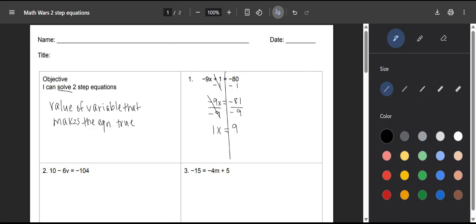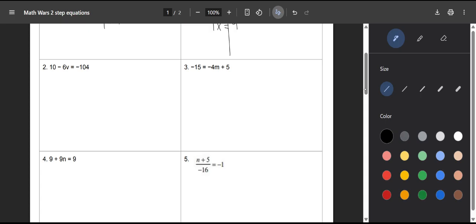If we weren't sure, could we go back to our original equation and substitute in a 9 for an x? Yes, I'm going to put a 9 here and follow order of operations. I know this is negative 81. And then when I do negative 81 plus 1, I get negative 80. And I've made a true equation because negative 80 is equal to negative 80.